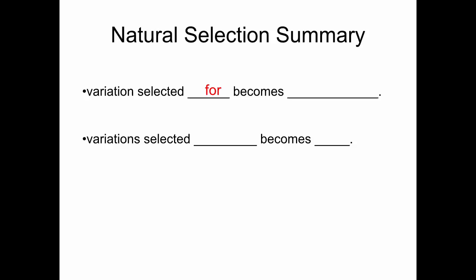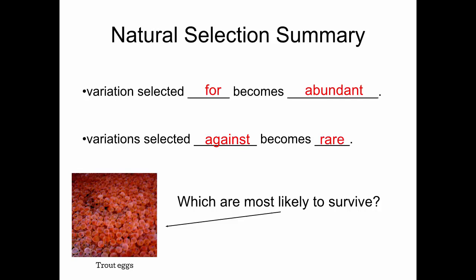So just to summarize, in natural selection, any variation that's helpful is selected for and will become more abundant over time, more common. Any variation that's harmful is selected against and will become less common, will become rare. The ones that survive are the ones that are best adapted.